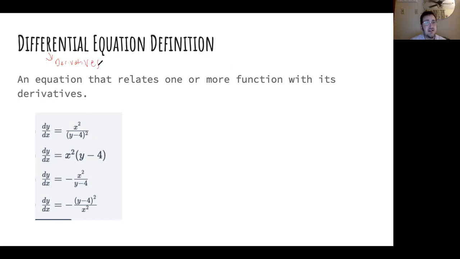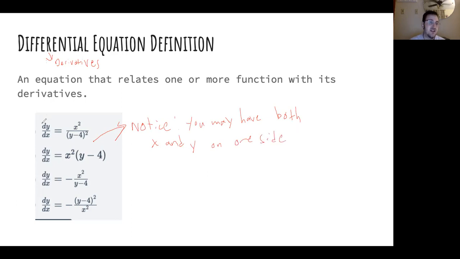And differential equations are equations that relate one or more functions with their derivatives. So all of these are examples of differential equations. All of these are differential equations. And notice you may have both x and y on one side.